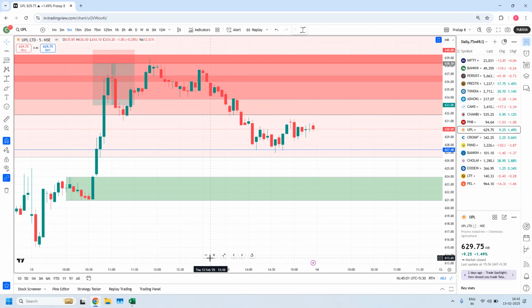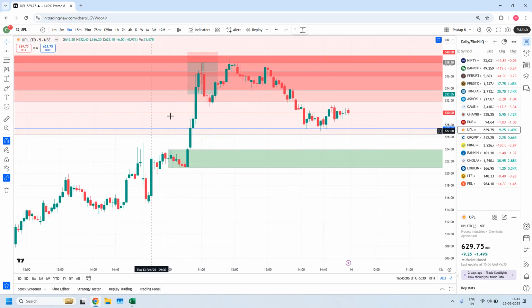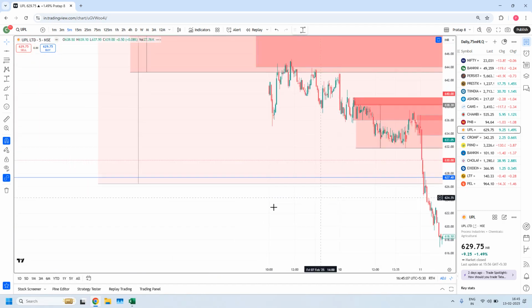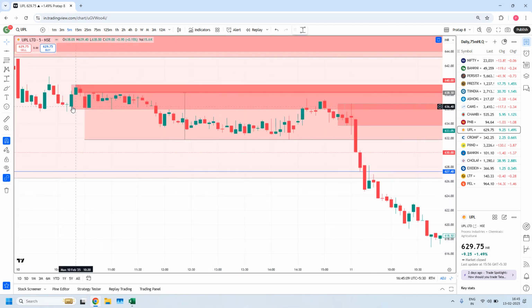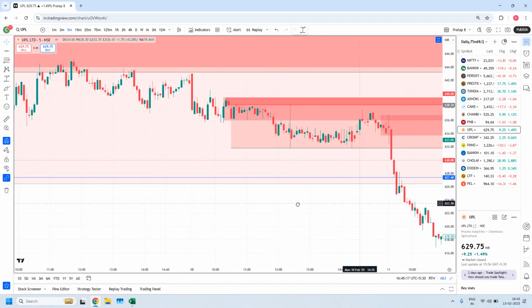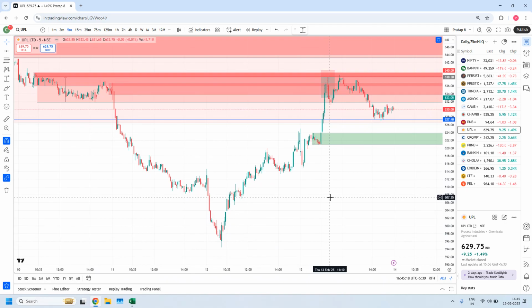So this is about UPL. And see, what is this concept? Lower time frame zone as an origin. This rally-based drop is the origin for this entire fine-tuned 75-minute zone. And we have one more trade with the same origin.